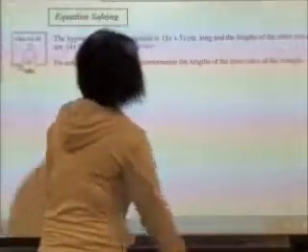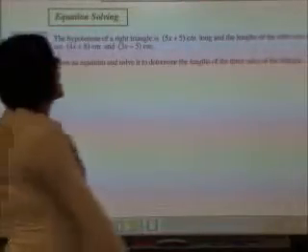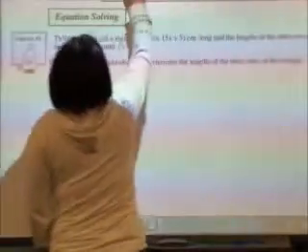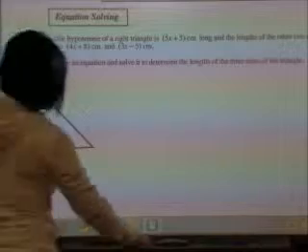The hypotenuse of a right triangle is 5x plus 5 centimeters long, and the lengths of the other two sides are 4x plus 8 and 3x minus 5. Form an equation and solve it to determine the lengths of the 3 sides. So I have a right triangle, so I'm going to start by sketching a right triangle. Now we will label the right triangle.